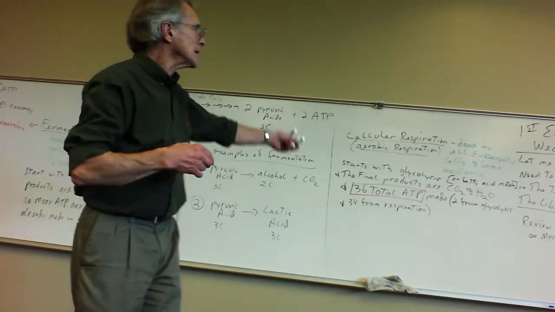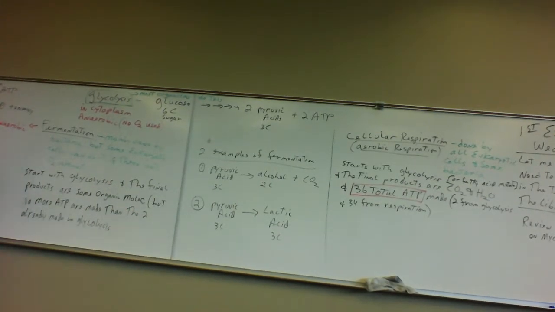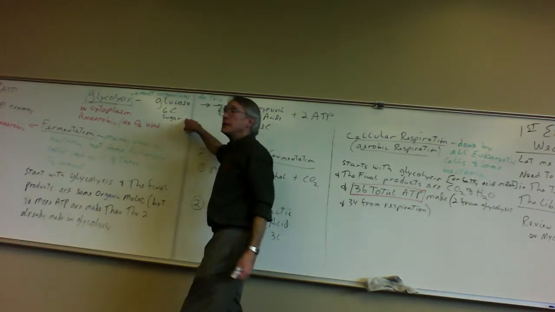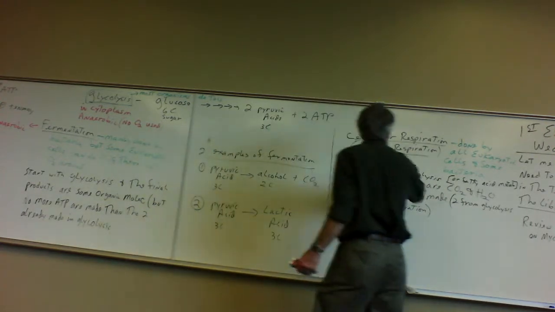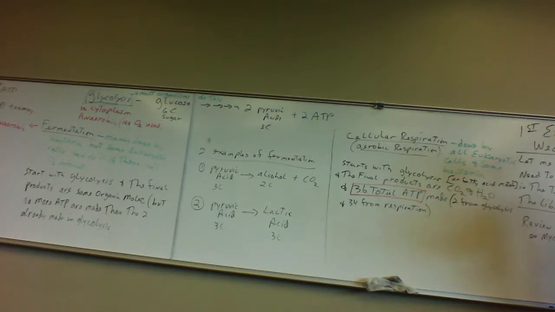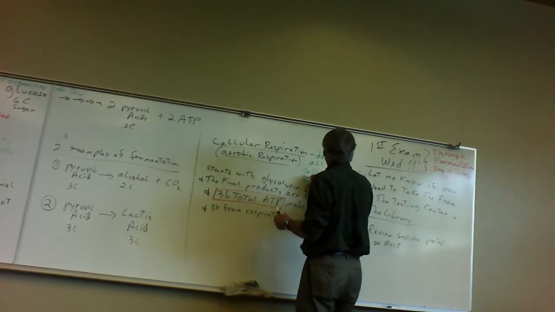Okay, so now let's talk about cellular respiration. In this case we're going to start with glycolysis. And what do we have at the end of glycolysis? Two pyruvic acids. Where does glycolysis take place? In the cytoplasm. Cellular respiration takes place in eukaryotic cells, in the mitochondria. So it's done by all eukaryotic cells.